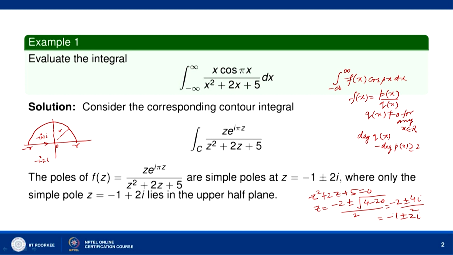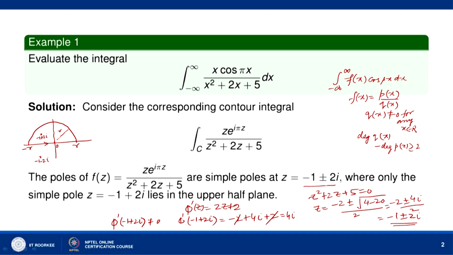Moreover, you notice that if the denominator is phi z, then phi prime z is equal to 2z plus 2. So, at z equal to minus 1 plus 2 I, phi prime of minus 1 plus 2 I equals minus 2 plus 4 I plus 2. So, this is equal to 4 I. Therefore, phi prime of minus 1 plus 2 I is not equal to 0, and so we can say that at minus 1 plus 2 I the function f z has a simple pole.